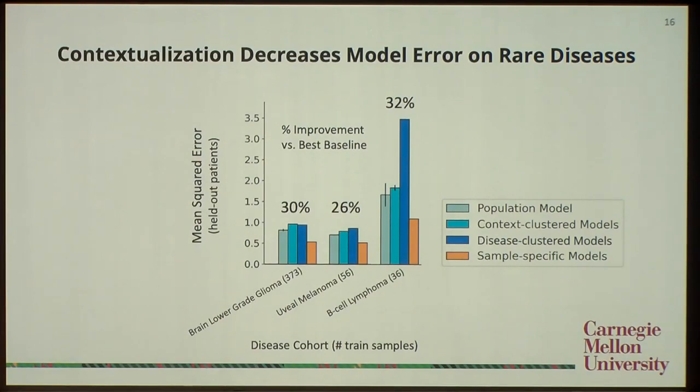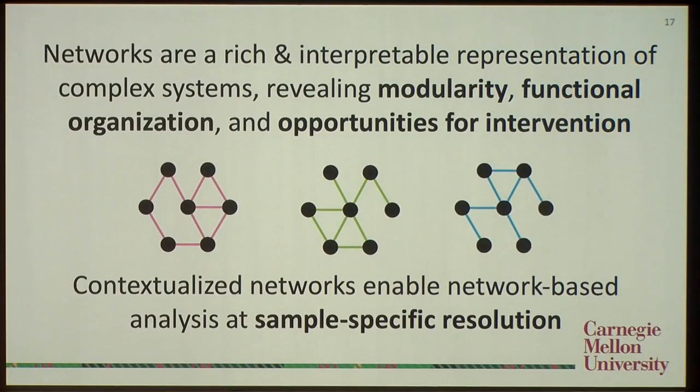We see similar reductions in error on the smaller sets of patients for uveal melanoma and B-cell lymphoma. Notably, for the B-cell lymphoma, we are only fitting a model to 36 patients to learn these networks. And so the disease-clustered models, which are only given these 36 samples for training, drastically overfit to the training set, whereas the contextualization prevents overfitting on these network models. Networks are a rich and interpretable method of representing complex systems, revealing modularity, functional organization, and opportunities for intervention. And contextualized networks enable network-based analysis at sample-specific resolution.